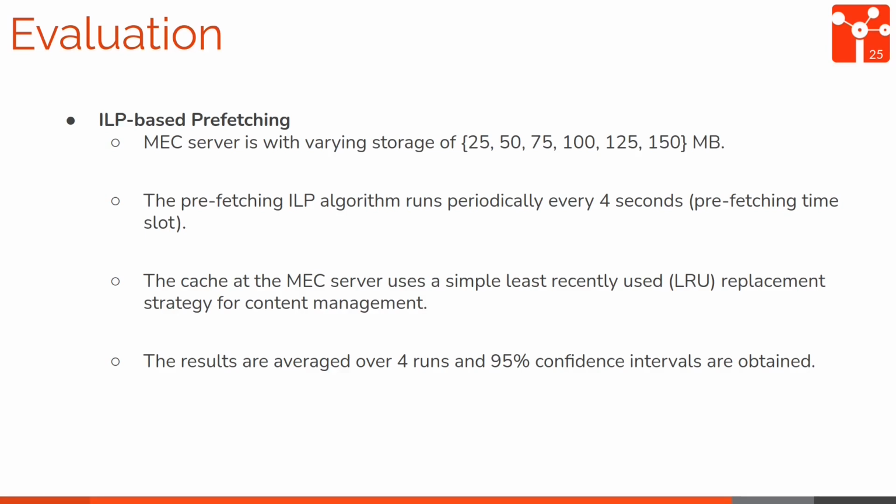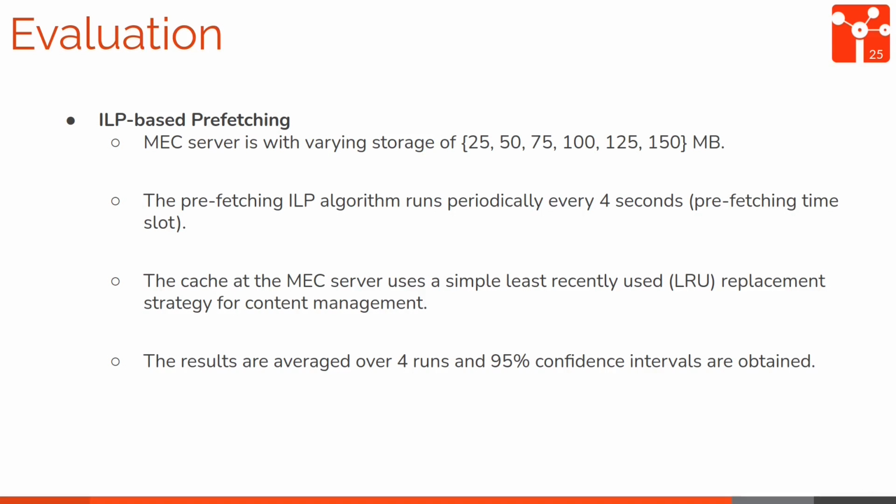Now next, for the integer linear programming based prefetching, the scenario consists of a MEC server with different storage sizes: 25, 50, 75, 100, 125 and 150 MB. The prefetching integer linear programming, or ILP, algorithm runs periodically every 4 seconds, which is also known as the prefetching time slot. The cache at the MEC server uses a simple least recently used, or LRU, replacement strategy for content management. The cache hit and byte hit ratio results are averaged over 4 runs, and 95% confidence intervals were obtained.